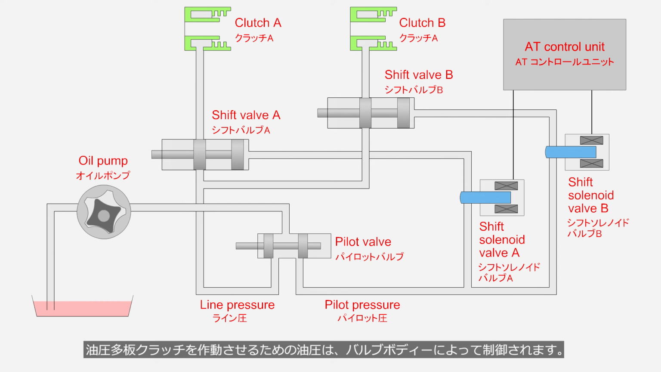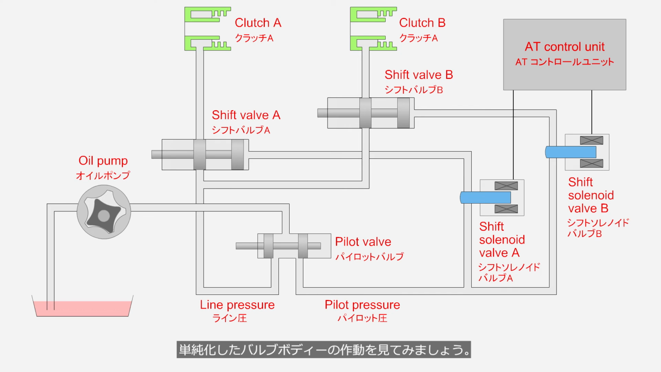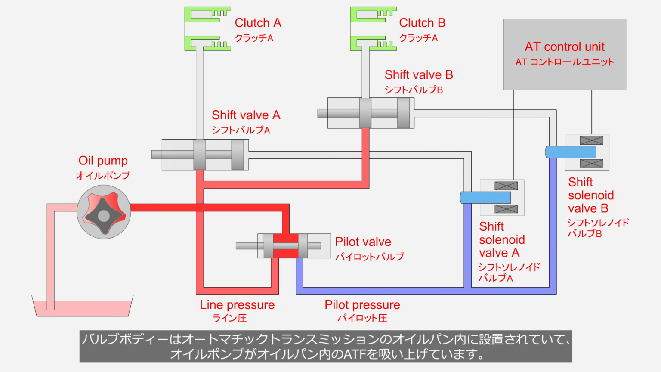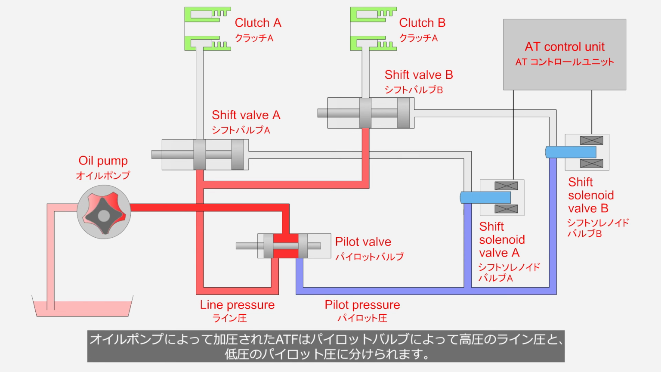The hydraulic pressure that actuates the hydraulic multiplate clutch is controlled by the valve body. Let's look at the operating principles of the simplified valve body. The valve body is installed within the oil pan of the automatic transmission, where the oil pump draws ATF from the oil pan. The ATF pressurized by the oil pump is separated into high pressurized line pressure and low pressurized pilot pressure by the pilot valve.